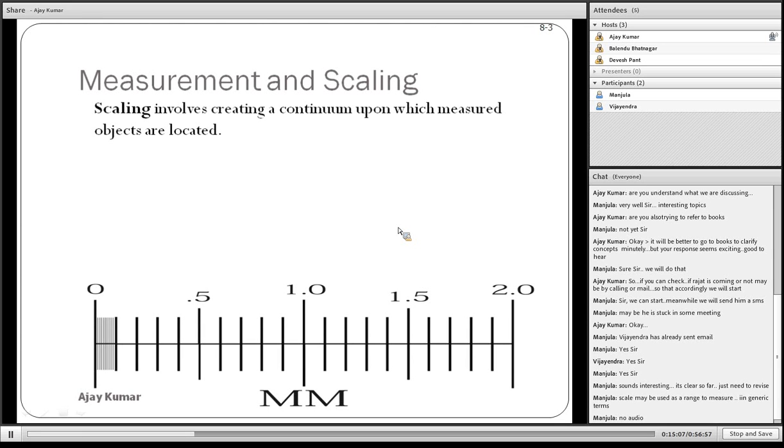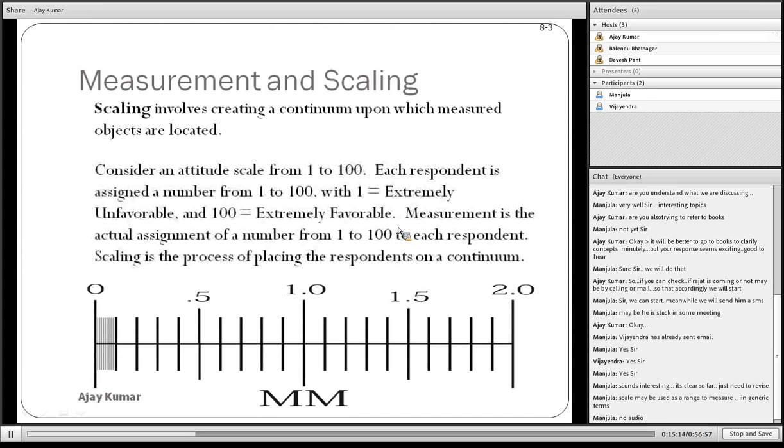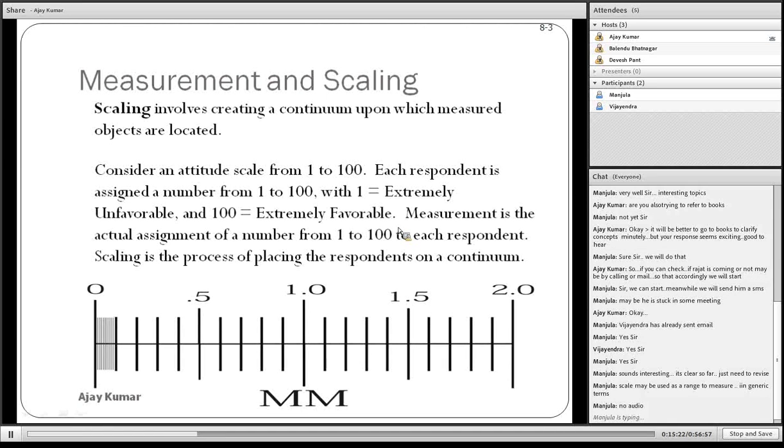Alright, so this is the difference between measurement and scaling. Measurement would mean assigning a value to a characteristic of any object, whereas scaling would mean to locate, to put or to place this assigned value onto some continuum, which actually lets us do a relative comparison of two things.